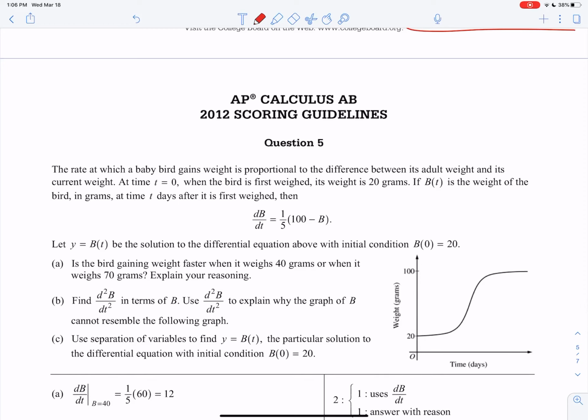This is 2012 question 5. Based on skimming through the problem and reading keywords, I would say that this is a slope field / separable differential equations problem, okay?